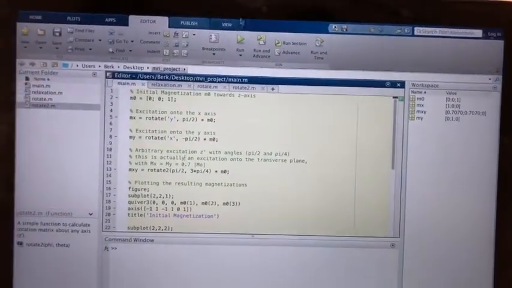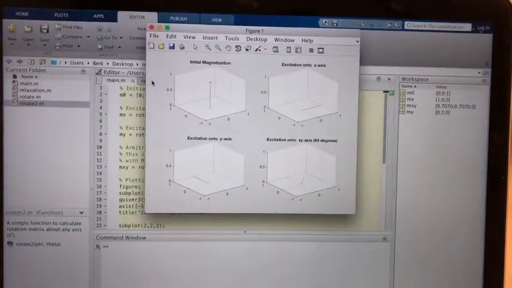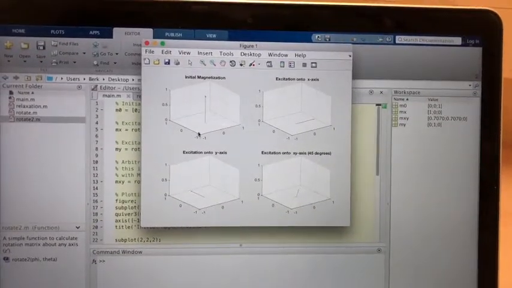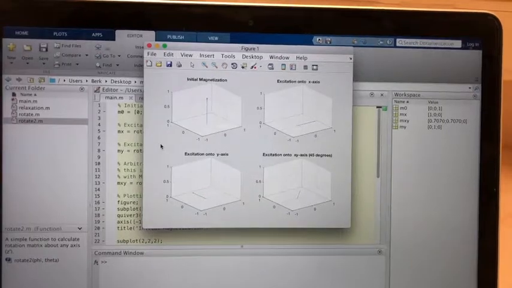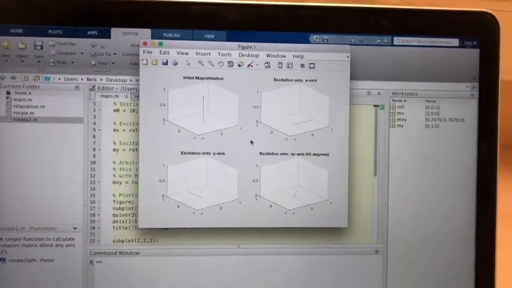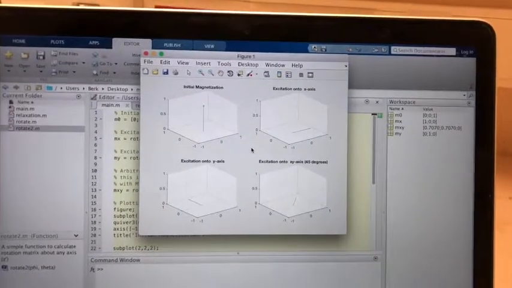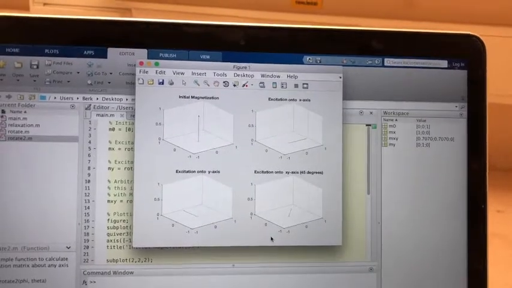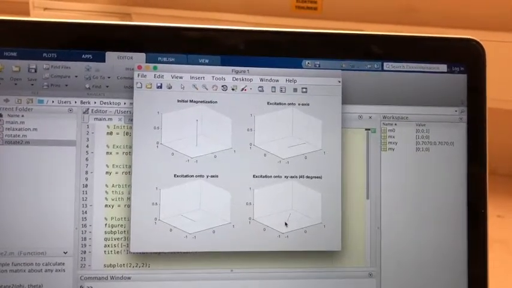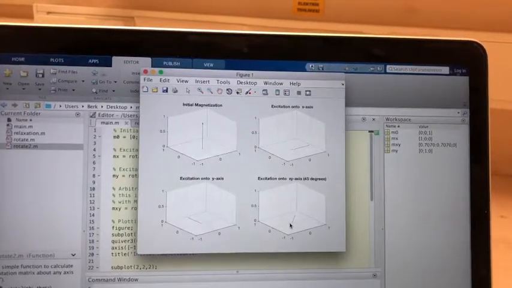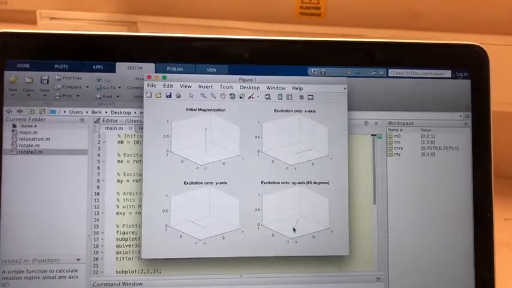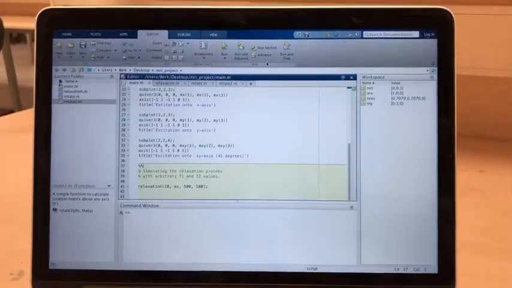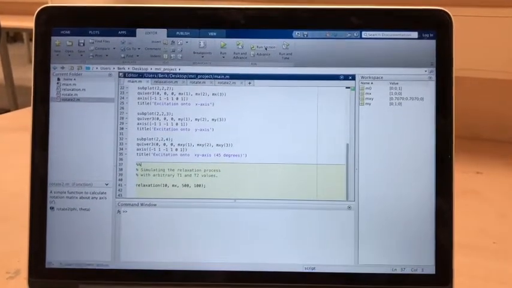Okay, let's have a sample run. Here you can see some excitations done on different axes. Here is the initial magnetization. We assume that it is in the z direction. We use the rotation functions to simulate excitations onto different axes. Here you can see the rotate 2 function exciting the magnetization onto the transverse plane, but not on the x or y axis. Okay, now let's simulate the relaxation process with T1 equals 500 milliseconds and T2 equals 100 milliseconds.